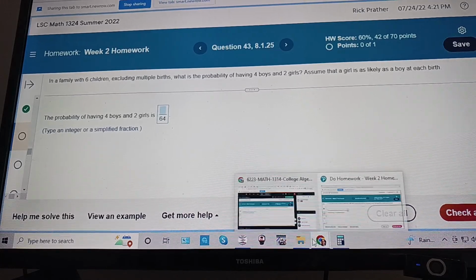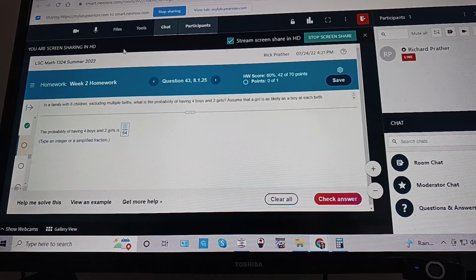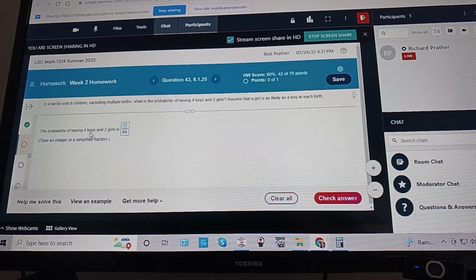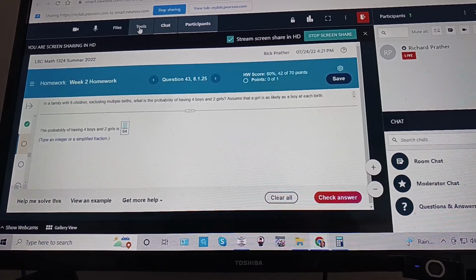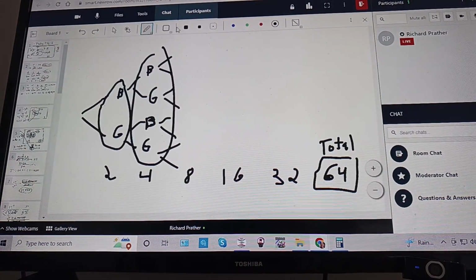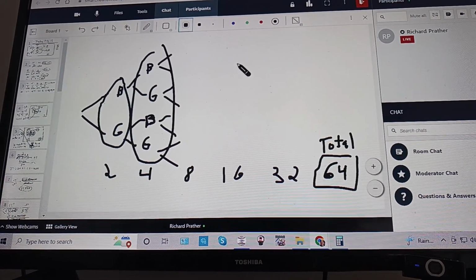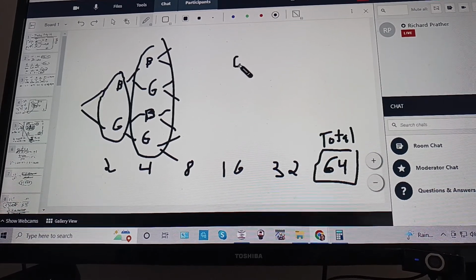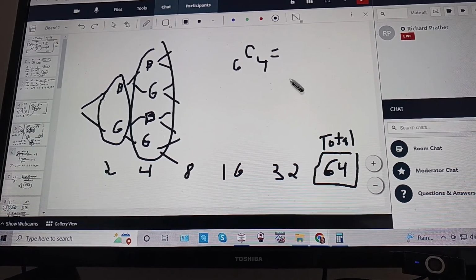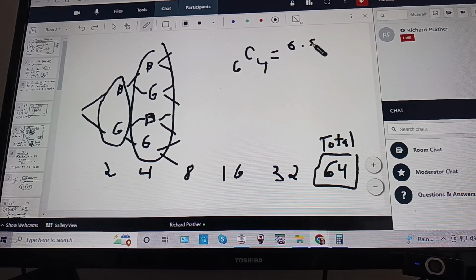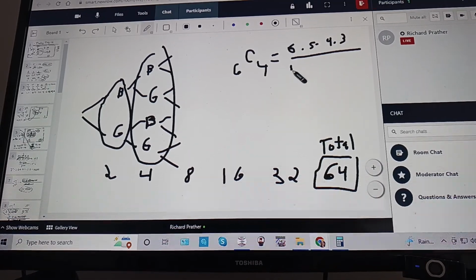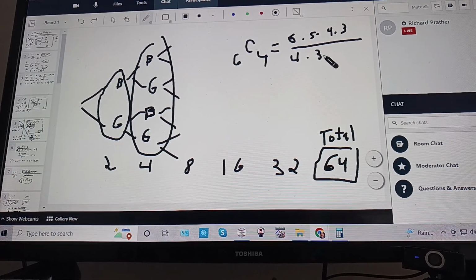So then I can do a combination to figure out, if I have a family of 6, we're interested in 4 boys or 2 girls. I guess you could do either one. So if we do 4 boys out of 6 children, I need to choose 4 out of the 6 children to be boys. So 6 combination 4 would be 6, 5, 4, 3. Stop after 4 numbers, and then also divide by 4, 3, 2, and 1.